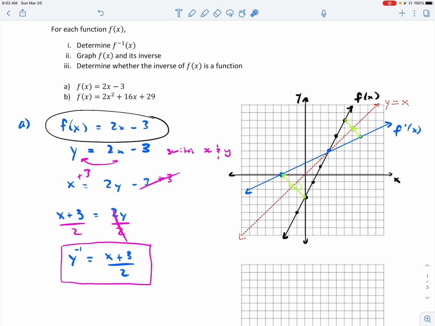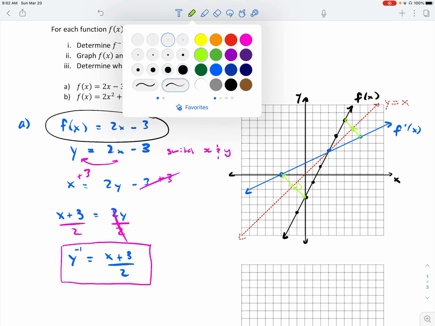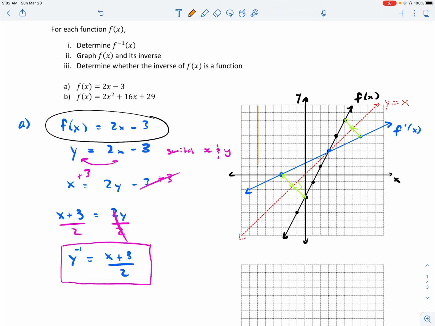And now the last part, it says determine whether the inverse of the function is a function. So is this blue line a function? Well, yeah, it definitely is. It does pass the vertical line test. I'm just going to draw a vertical line. Okay, this could be my vertical line test. So if I take this and I slide it along the graph, you can see it always intersects the blue curve just once. That's pretty obvious. We'll get rid of that.